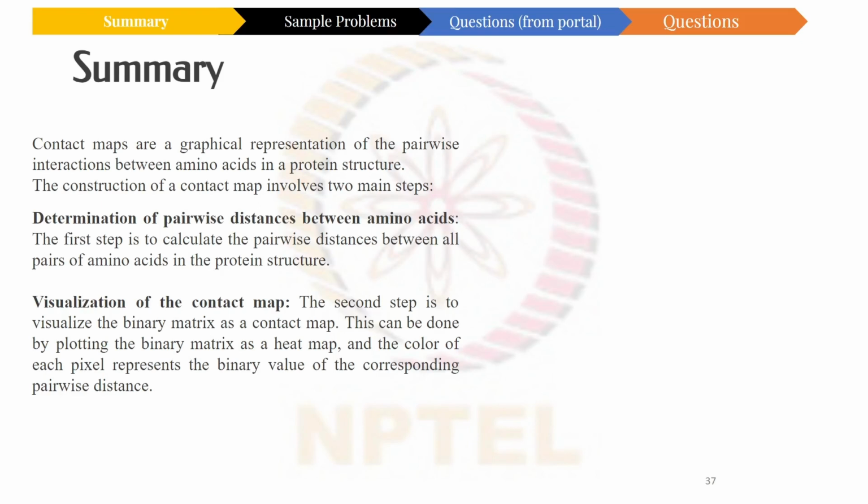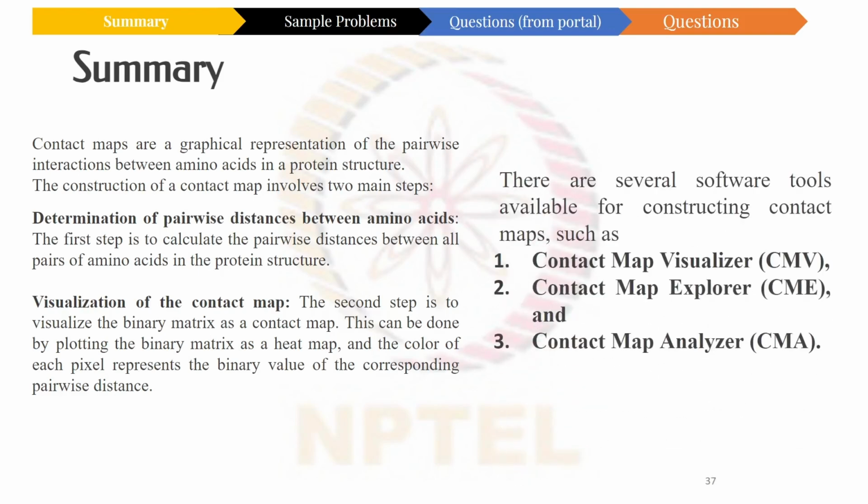In addition to the heat map representation, today I will be showing other visualization techniques to visualize the other tools. There are already developed software tools for constructing contact maps such as Contact Map Visualizer, Contact Map Explorer and Contact Map Analyzer. These tools provide various options for customizing the visualization of the contact map, which include adjusting the threshold for binary values, selecting the color scheme and adding labels.